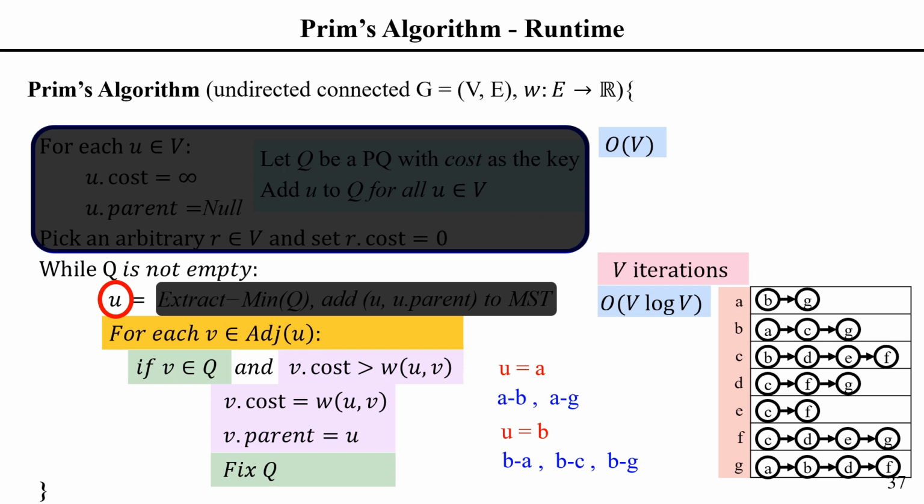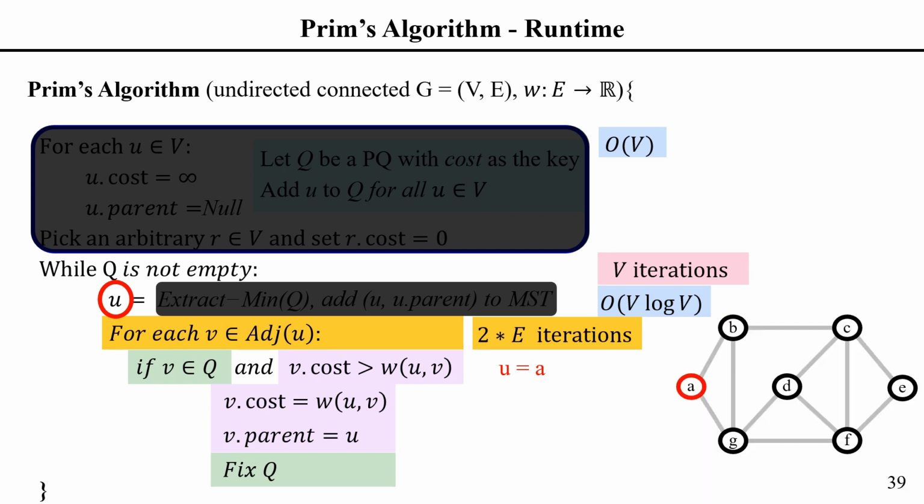So overall, the while loop goes through each vertex exactly once. And the for loop goes through each edge incident on that vertex exactly once. And since the adjacency list stores 2e edges in total, the for loop goes for 2e iterations in total. If you still don't understand this, we can visualize this process.